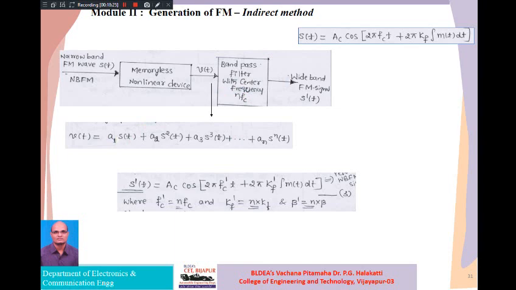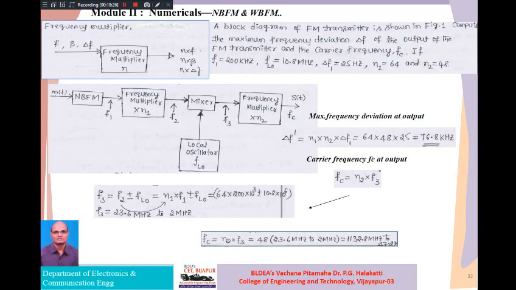So this is how we are able to generate the wideband FM signal with the help of the Armstrong or indirect method. Let us see some of the numericals which are quite frequently asked in the exam. These are very important, so we want to spare some time here and listen carefully to understand NBFM and WFM with the help of these numericals.